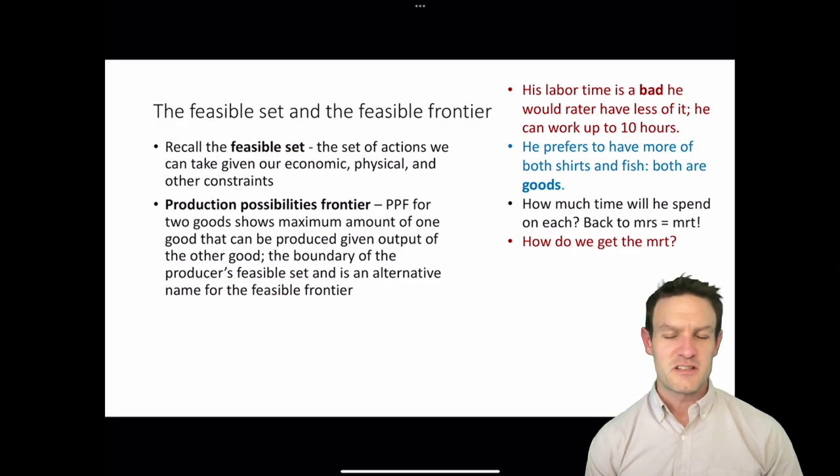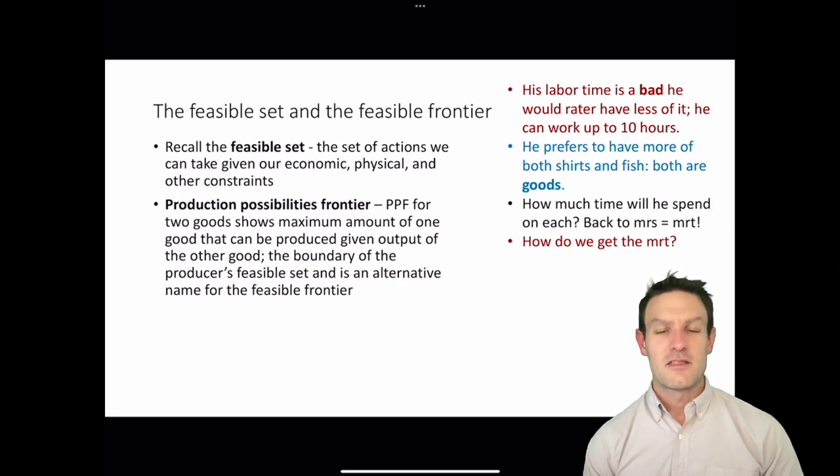Now, the production possibilities frontier, also called the PPF, is something that for two goods shows the maximum amount of one good that can be produced given output of the other good. The boundary of the producer's feasible set is basically what we want to think about here. That's what the PPF is. It's also an alternative name for the feasible frontier.